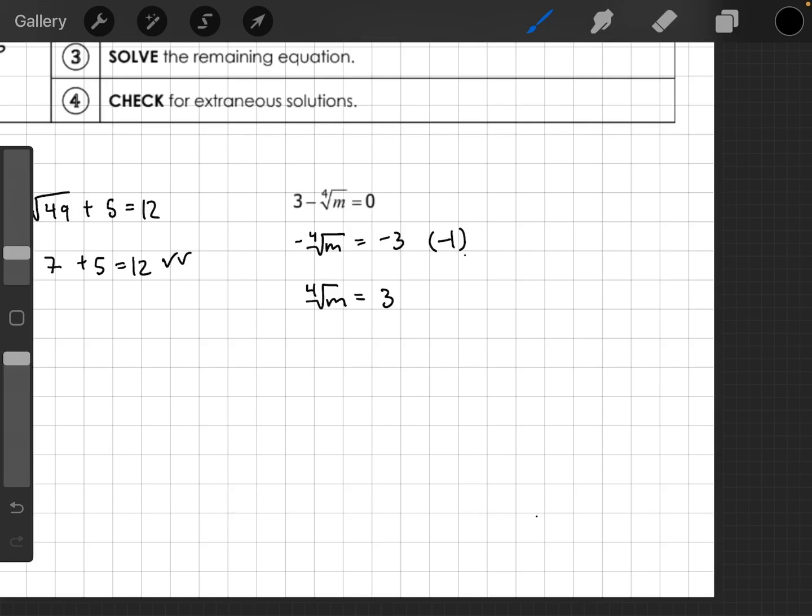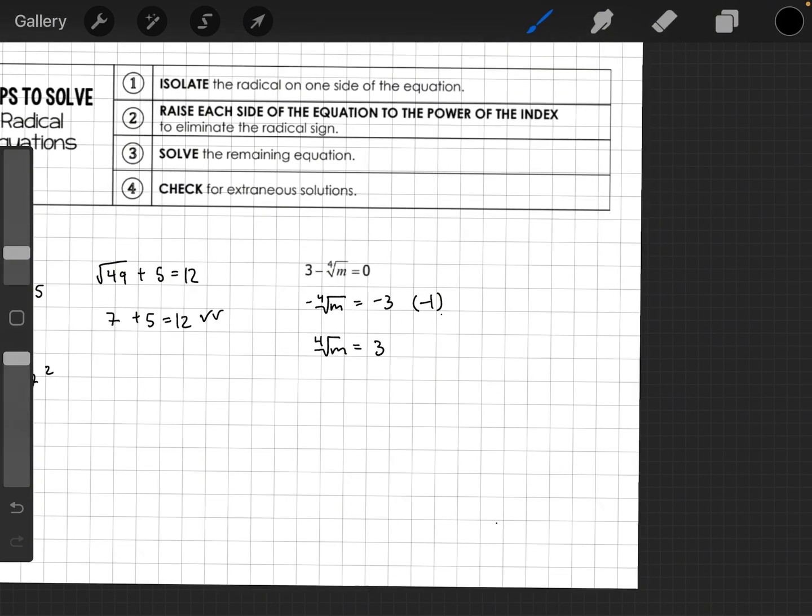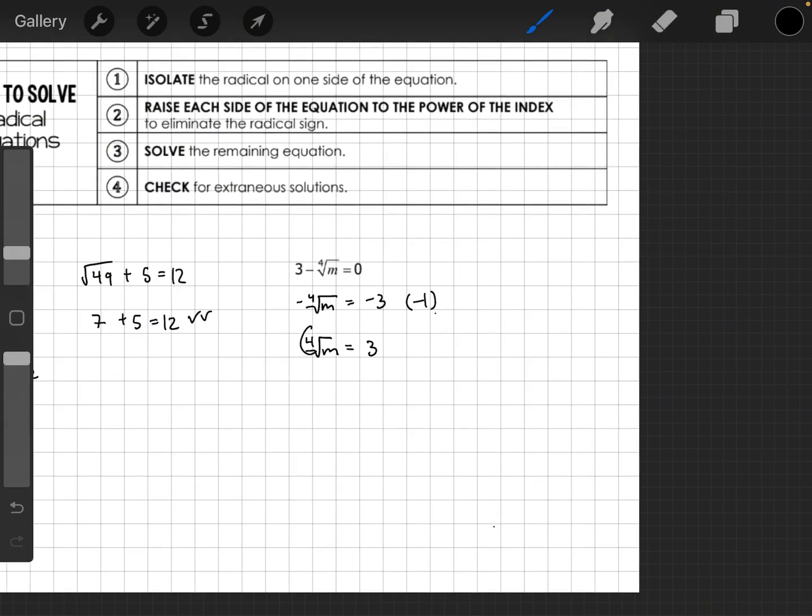Then we'll raise each side of the equation to the power of the index. The index here is 4, so we'll raise both sides of the equation to the power of 4. So we have the 4th root of m to the power of 4 equals 3 to the power of 4. These will cancel out, so now we just have m equals 3 to the power of 4, which is 81.